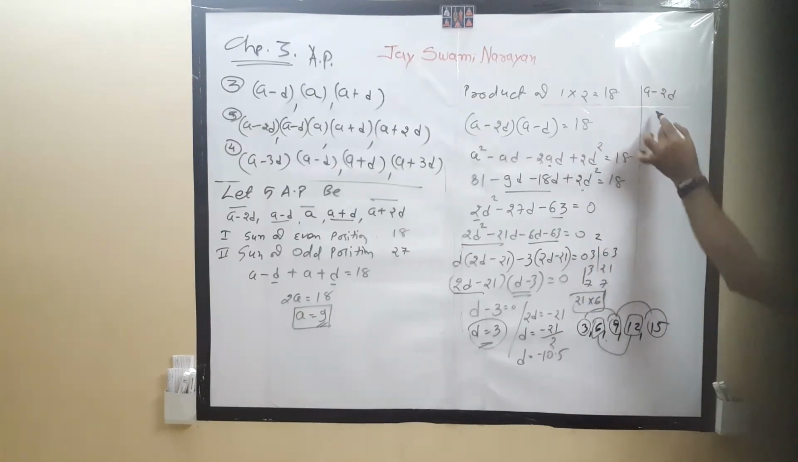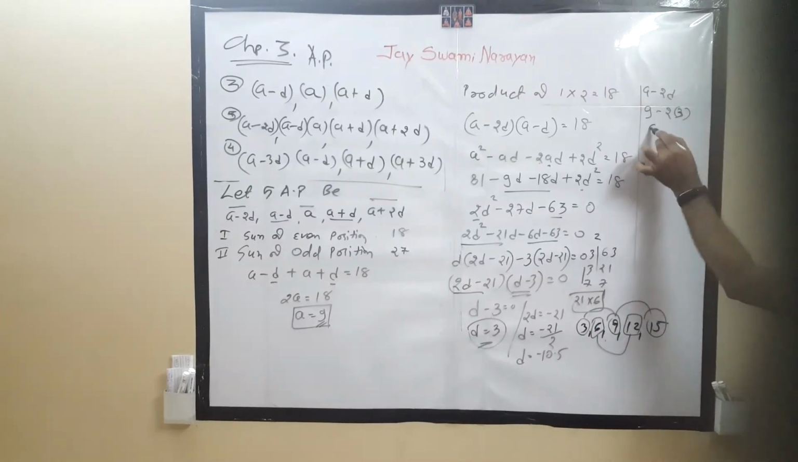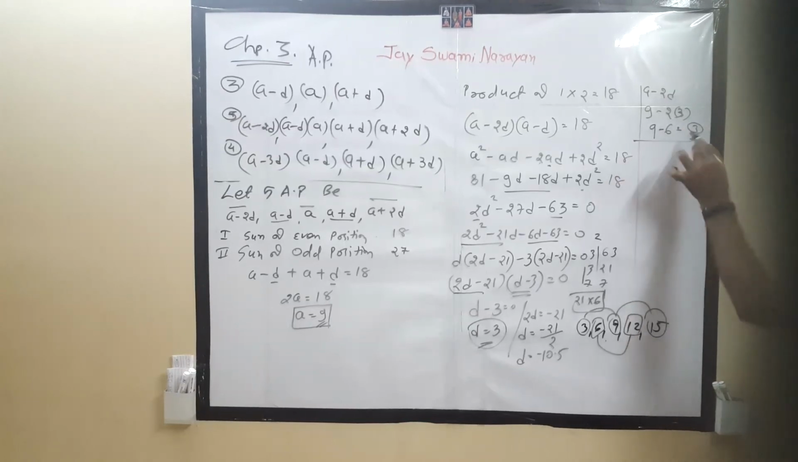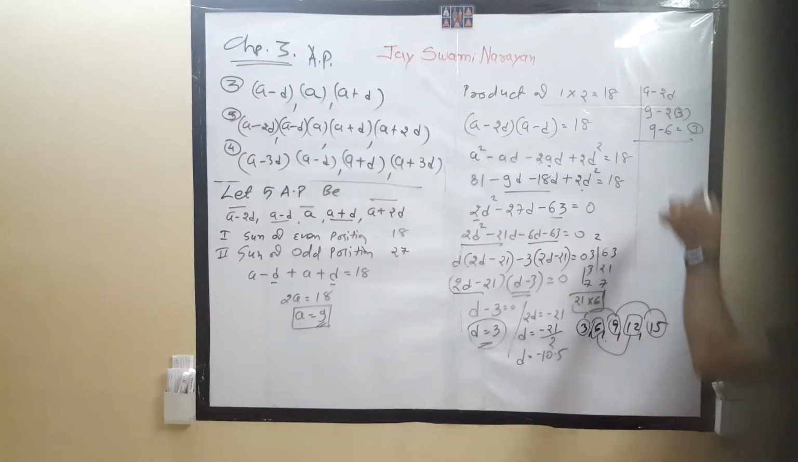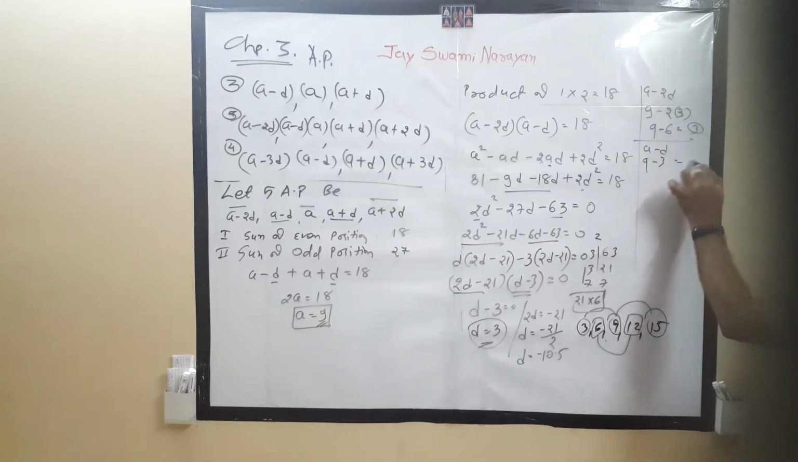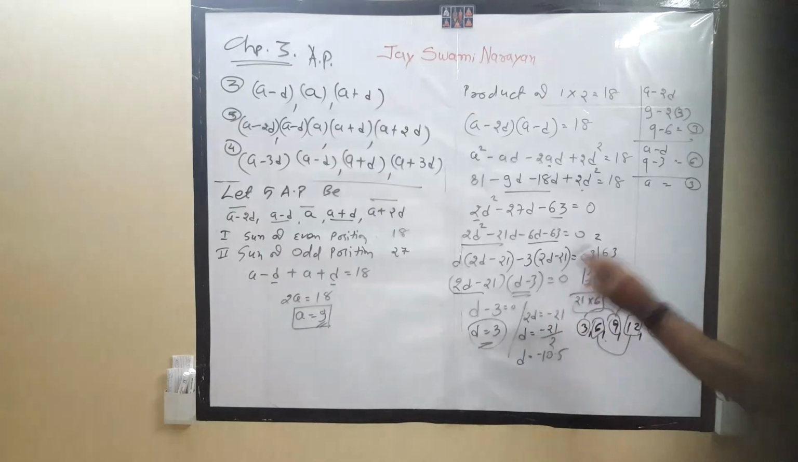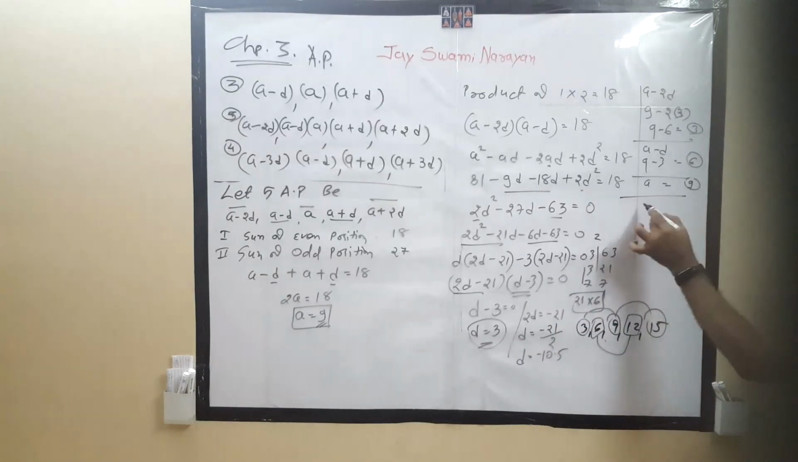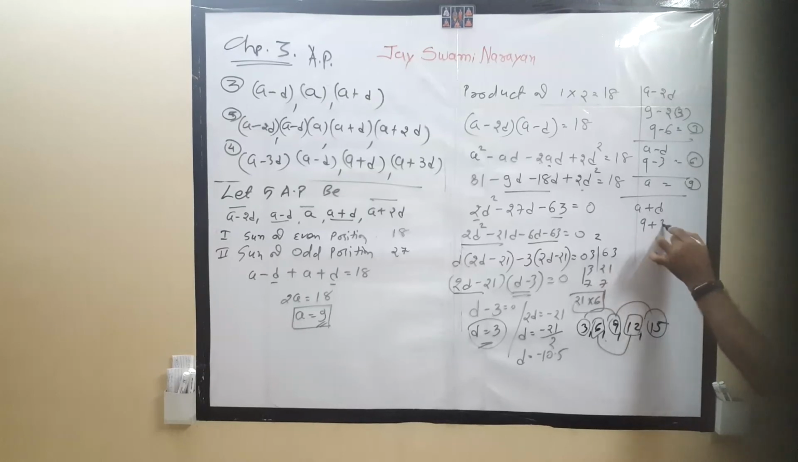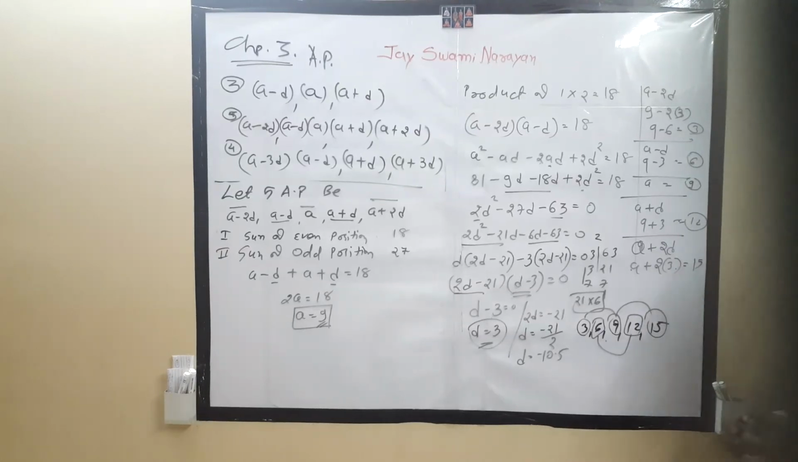A minus 2d, a means what? 9 minus 2 times 3, that is 6 to 3, the first number is 3. Second number, a minus d means 9 minus 3 is equal to 6. Third number, a is equal to 9. Fourth number, fifth number, 9 plus 3 is 12, and 9 plus 6 is 15.